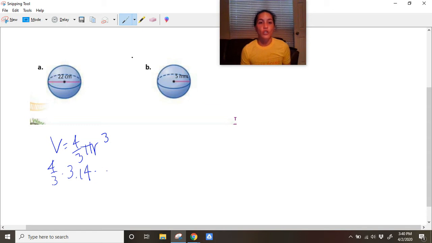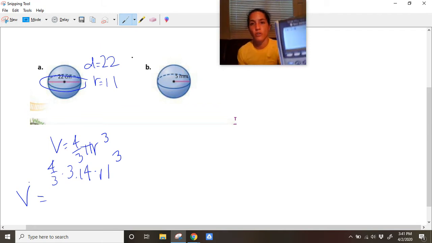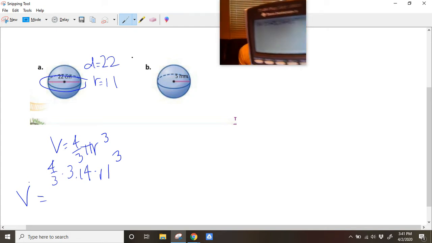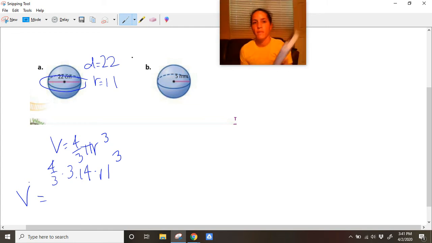And then r cubed. This is the diameter, 22. So the radius is half of that, which is 11. So 11 cubed. Now, I don't know 11 cubed off the top of my head. I know 11 squared, but not 11 cubed. So I'm going to type in 4/3, and I'm going to show you how I'm typing it in. So 4 divided by 3 in parentheses, 4/3 times 3.14 times 11 cubed.